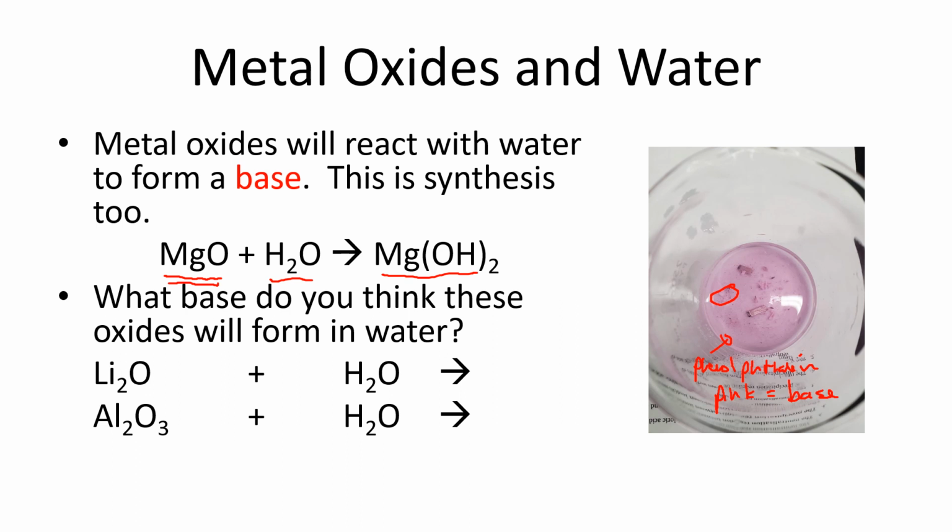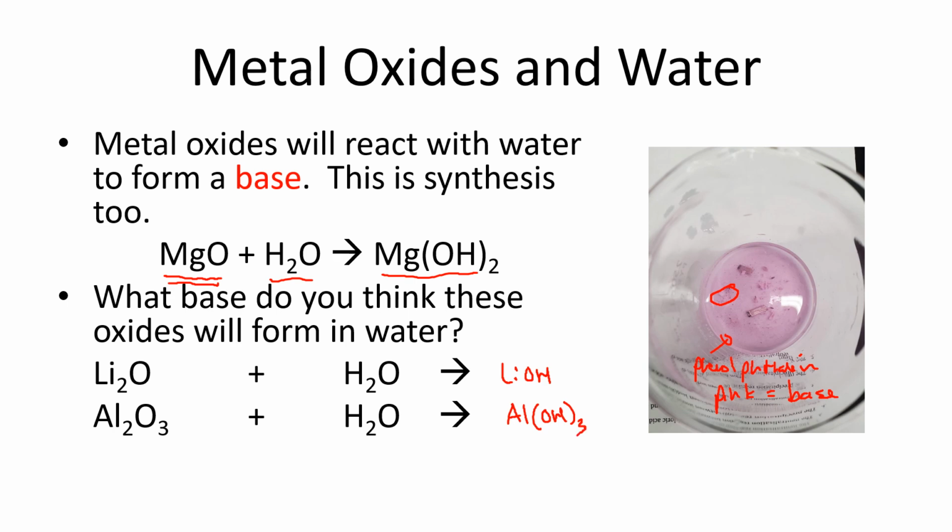So it doesn't matter what the metal is, you'll get the same product. It'll still be a hydroxide. So lithium oxide and water would give you lithium hydroxide. You'd have to balance that out, but that would be the product. Aluminum oxide and water would give you aluminum hydroxide. Just make sure it balances out correctly.